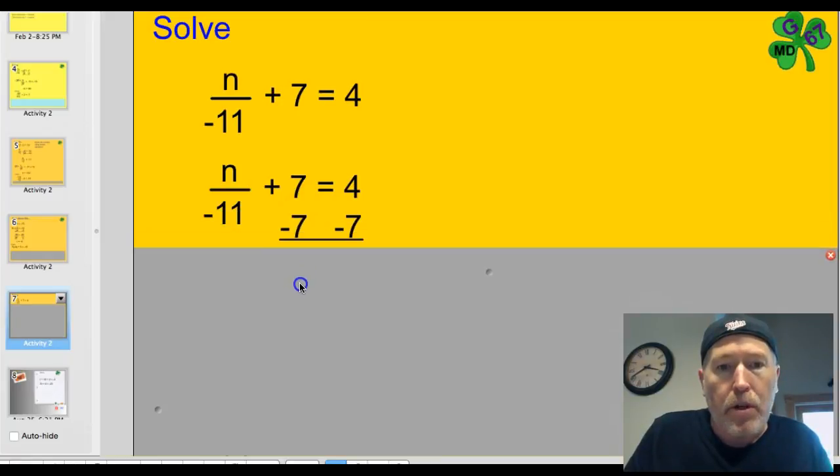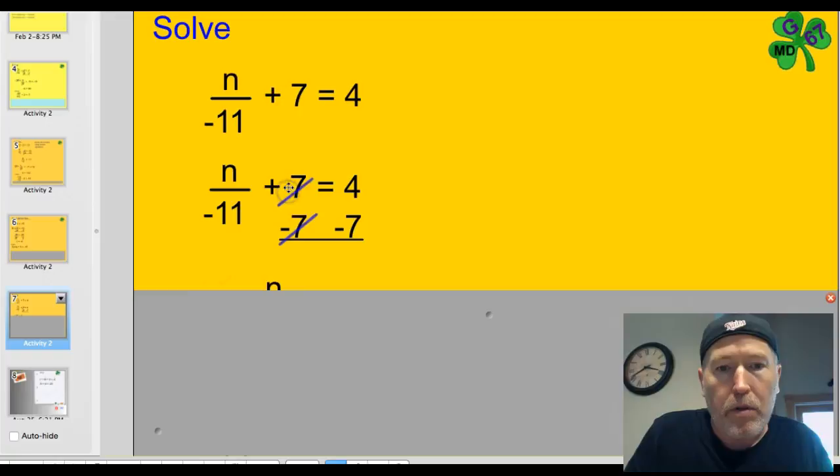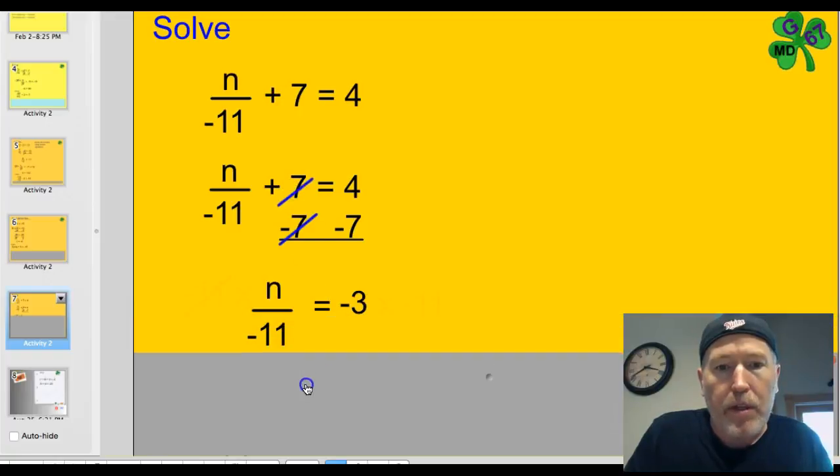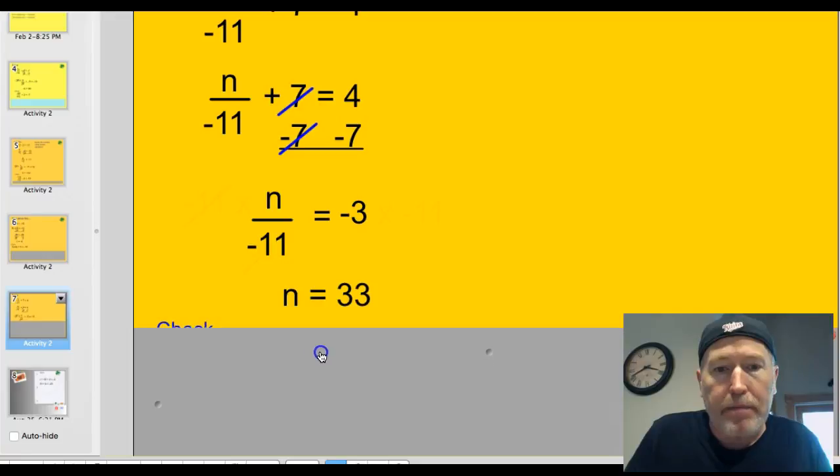All right, so first thing, we'll subtract the 7 from both sides. These guys cancel themselves out. You're left with 4 minus 7, which is a negative 3. So here's my new equation. N divided by a negative 11 equals a negative 3.